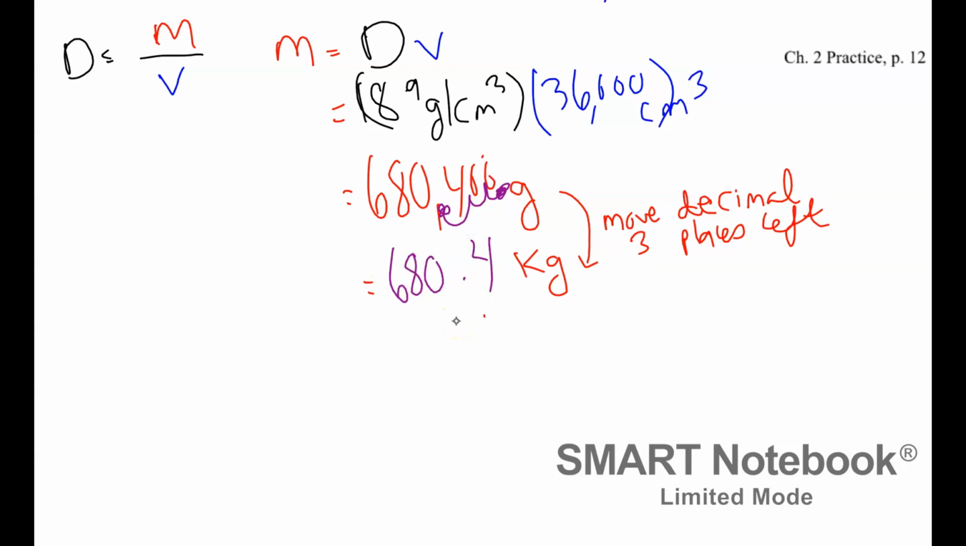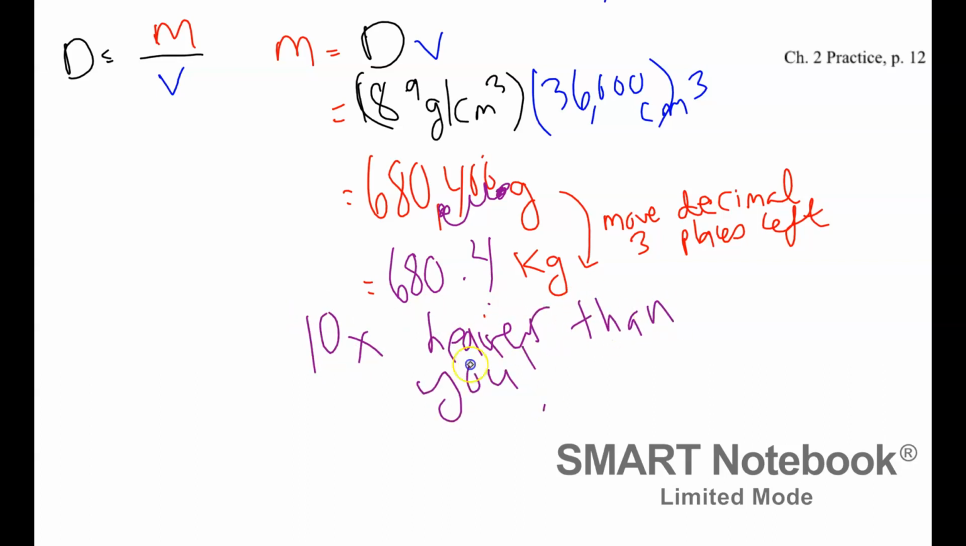If the average student weighs 70, this is about 10 times heavier than you. Do you think you can carry 10 times your body weight in gold? I don't know, might be worth trying. Okay, so that's the end of our density problems.